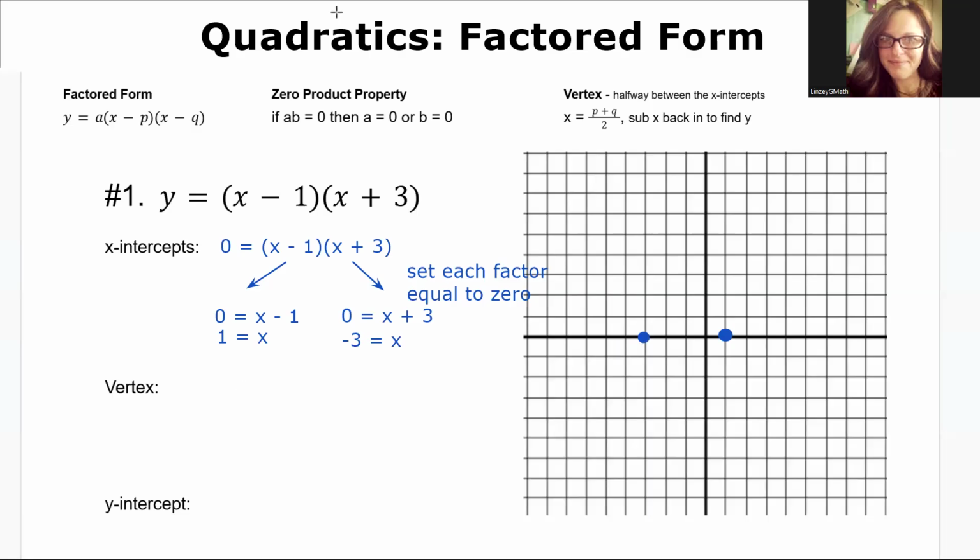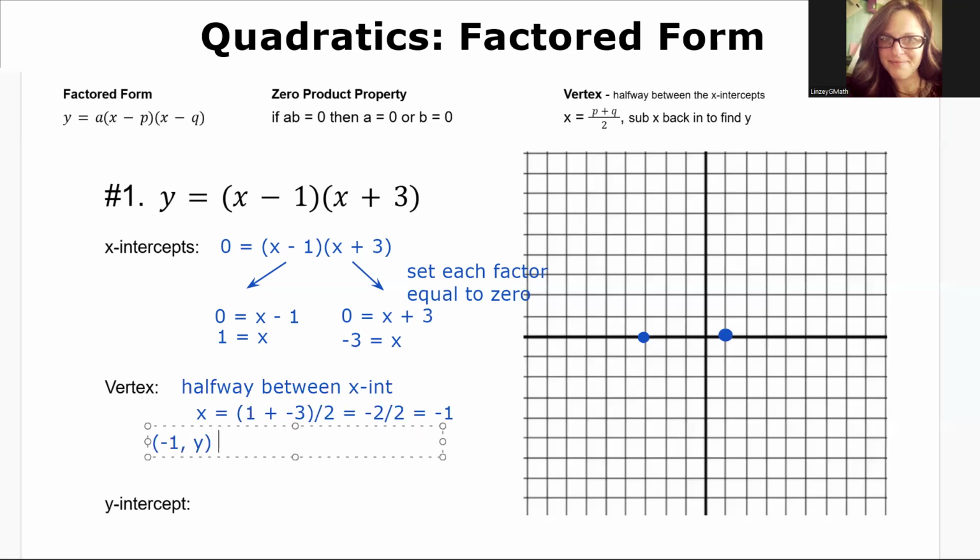Our vertex. Our vertex is halfway between the x-intercepts. To find halfway, we will add the x-intercepts together and divide by 2. This will give us the x-coordinate of our vertex, the axis of symmetry. Negative 2 divided by 2, we get negative 1.